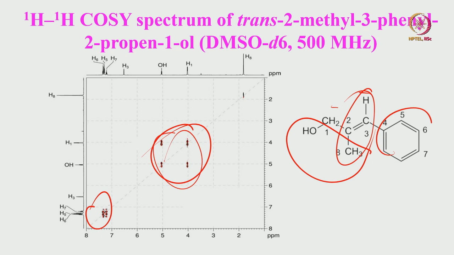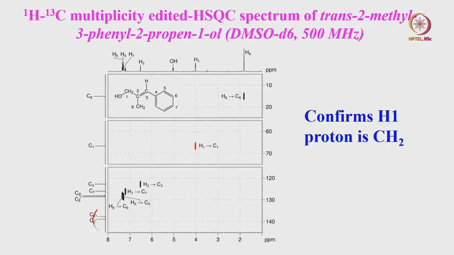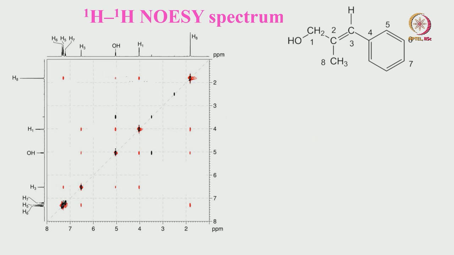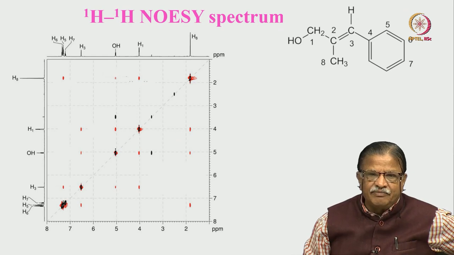You can see that. You can use multiplicity-edited HSQC to identify whether there is a CH2. Only one of them is red color, negative sign, which tells me this H1C1 is correlated, and H1 must be CH2. Okay, with that information, now we go to NOESY. This is where you are going to get clear information.